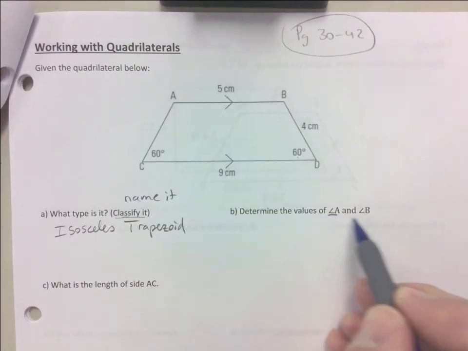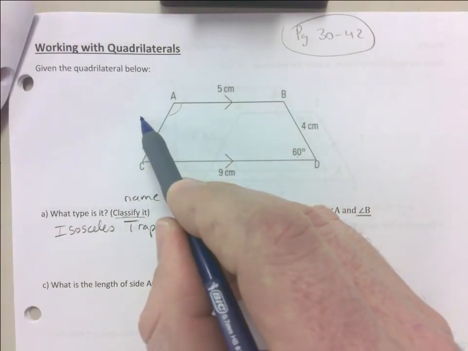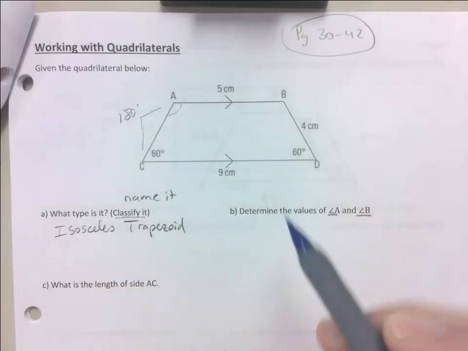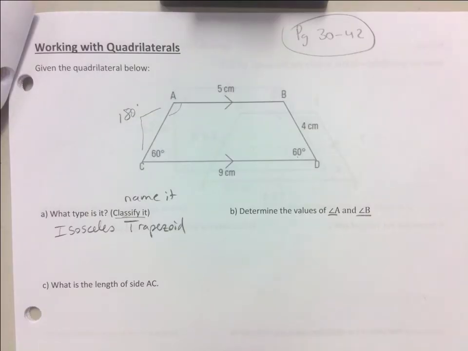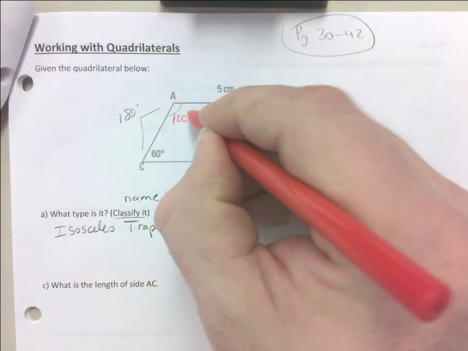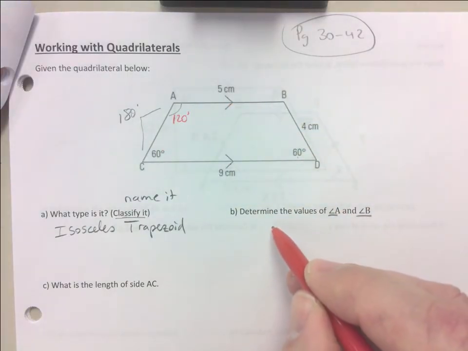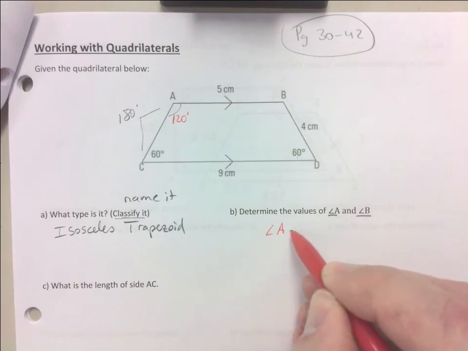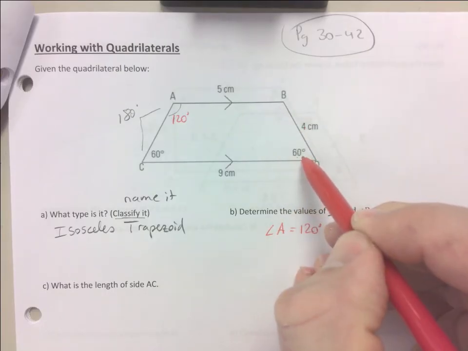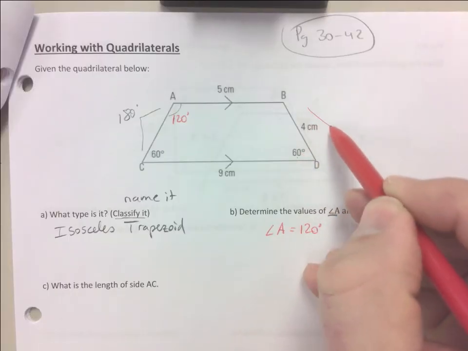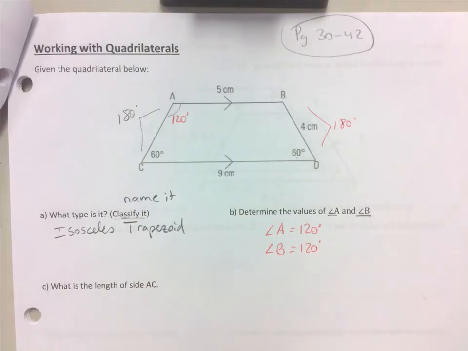Determine the values of angle A and angle B. So this one, I just talked about that, not like I actually used the exact same numbers, which I shouldn't have probably, but this is 120 here. We know that between parallel lines, those two angles are always adding up to 180. So angle A is 120, and B will also be 120, because there's also a 60 here, right? So angle B is equal to 120 as well.